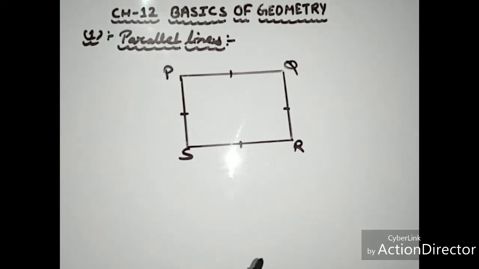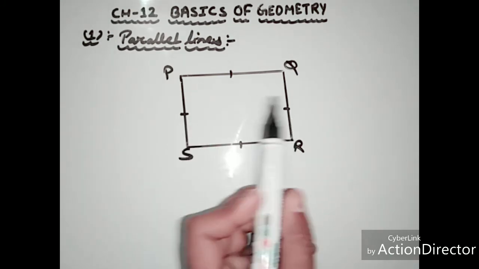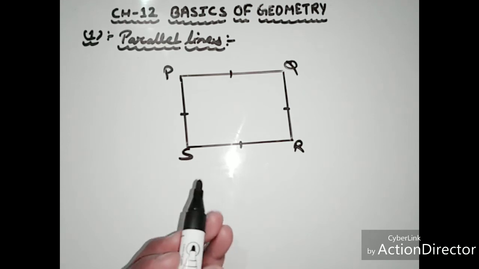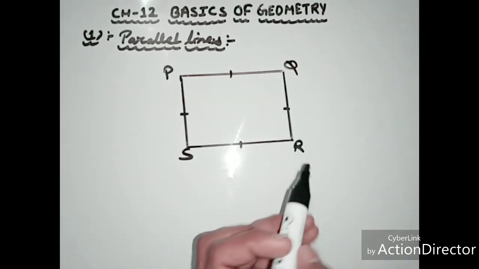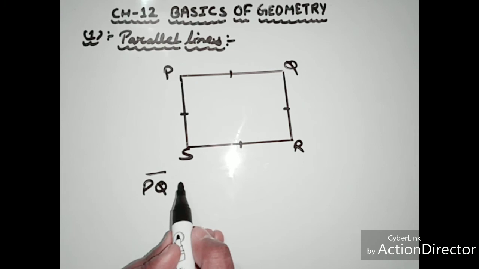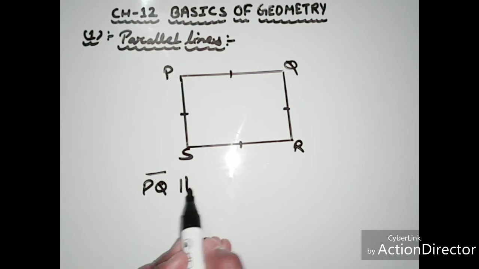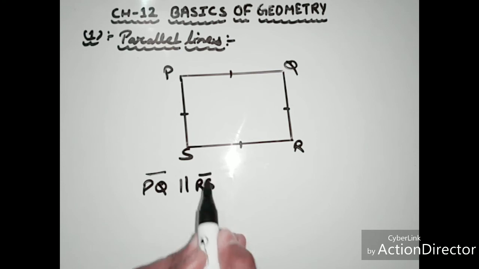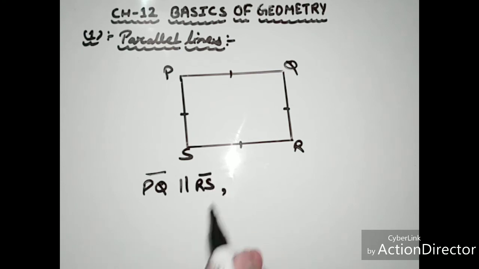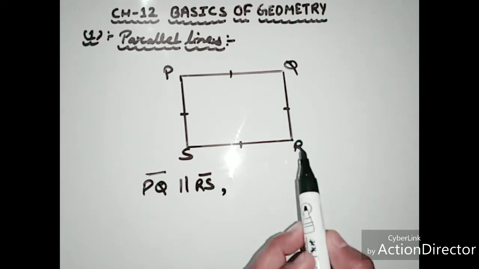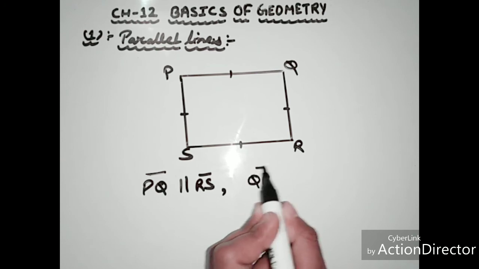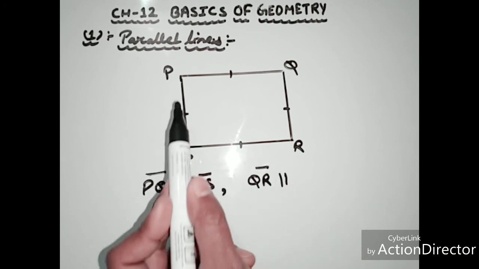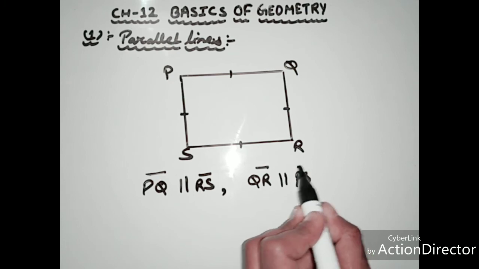Here we write parallel lines. Here is a rectangle PQRS, and here we find parallel lines. PQ is parallel to RS. Line segment PQ, using the parallel symbol, is parallel to RS. Now the next, QR is parallel to PS. So here we write QR line segment is parallel to PS line segment.